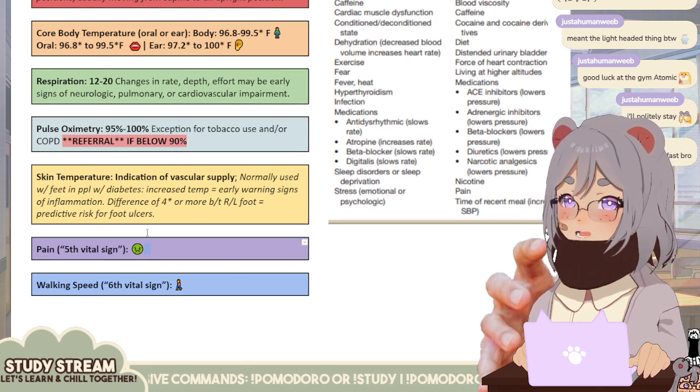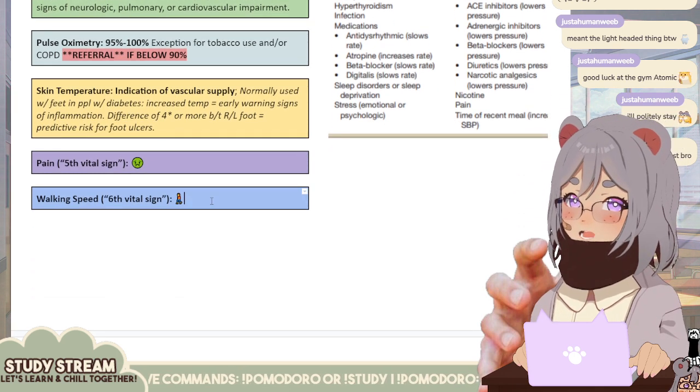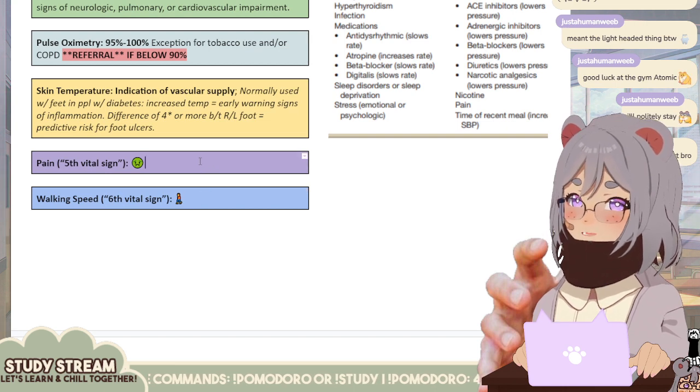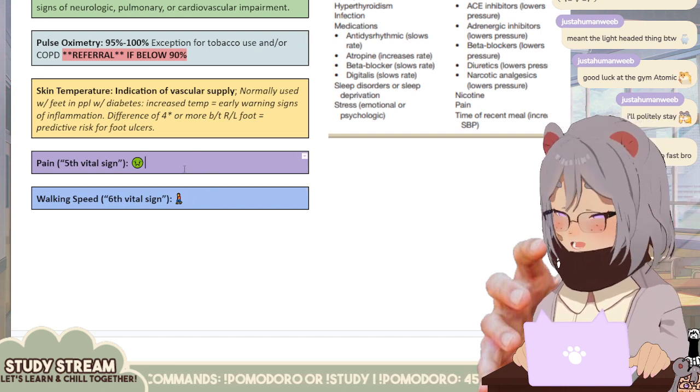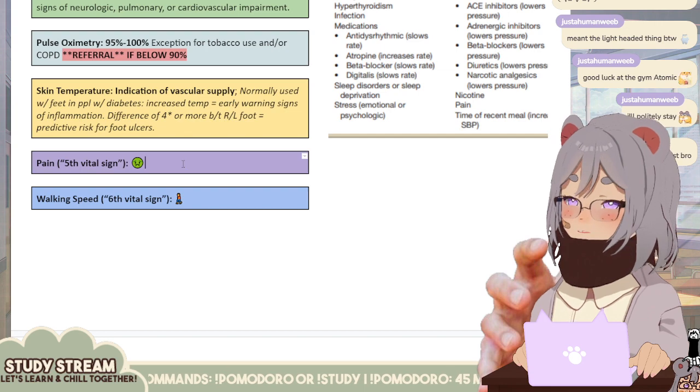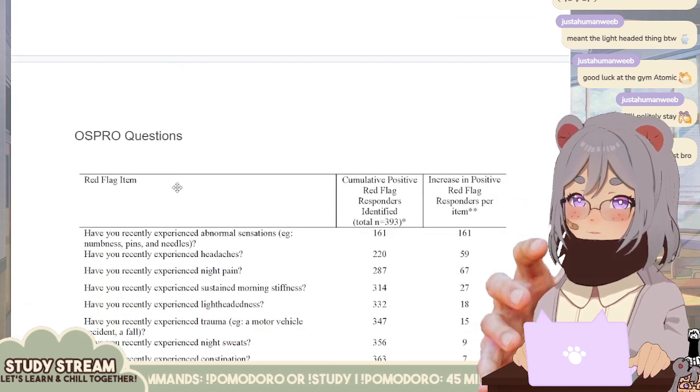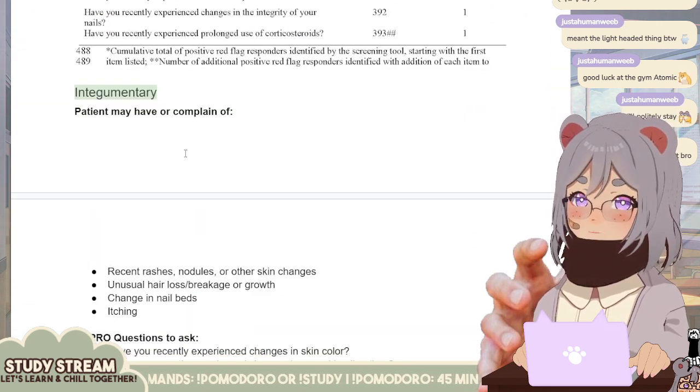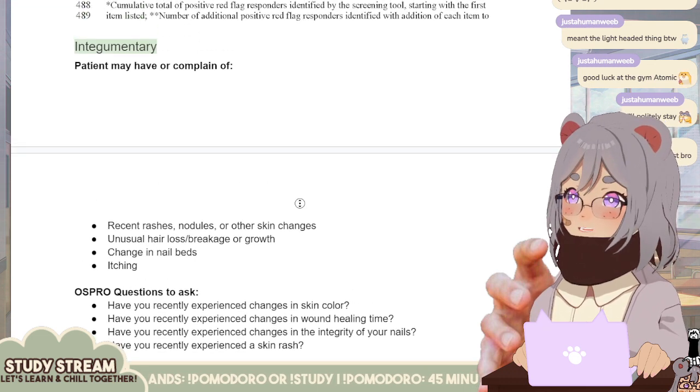Other vital signs, by the way, are pain and your walking speed, but we won't really get into that. But these are the other details that we should, quote unquote, at least obtain some kind of baseline for. Alright, we talked about the ASPIRO questions. Alright, let's get to the integumentary system.